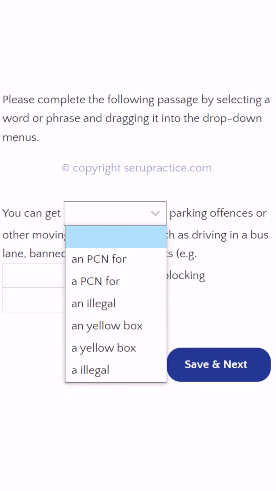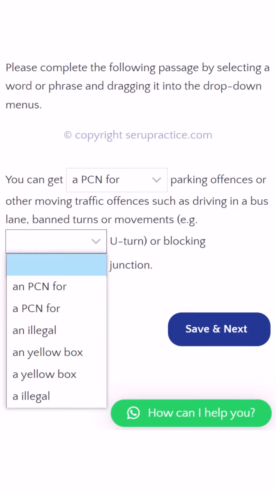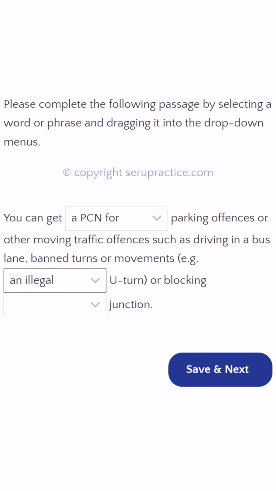So in this case, because the word begins with a P, which isn't a vowel, the correct answer is a PCN, because we don't need the n, since it doesn't begin with a vowel. How about this next blank? Which of these two is correct? An illegal or a illegal? Remember the rule. If the word begins with a vowel, then we use an. So looking at the first letter, I is a vowel, therefore we do have to use an, so the correct answer is an illegal.